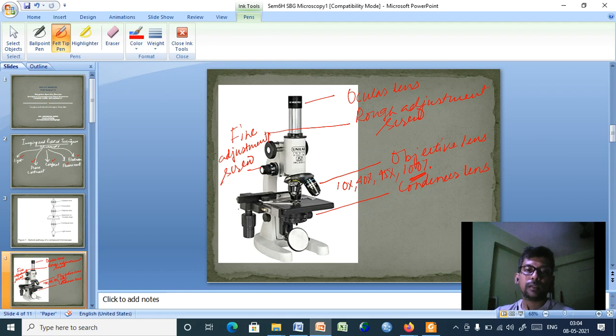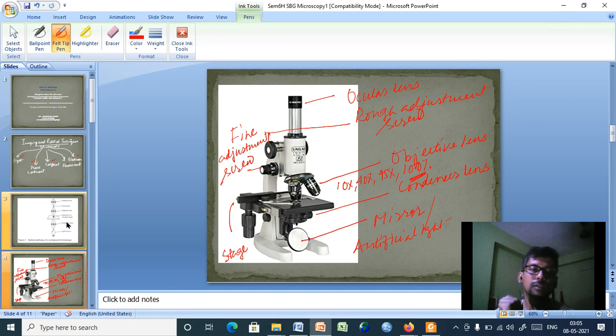Now, this is the movable stage. And this is the light capturing device, mirror. Or alternatively, there may be a system of artificial light which can provide light for this microscopy.